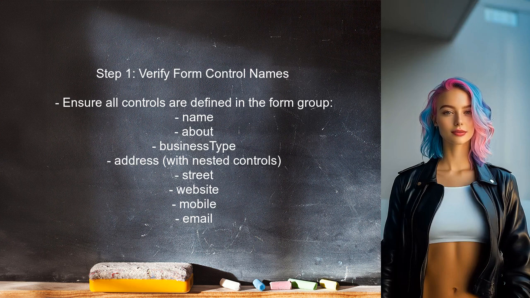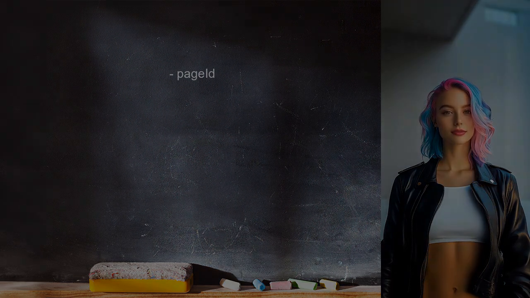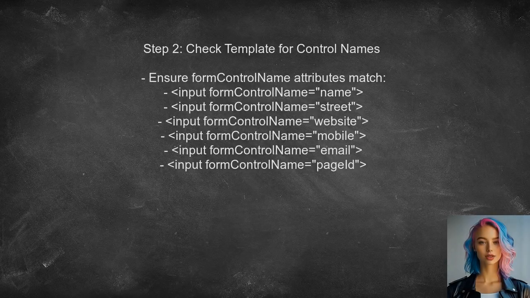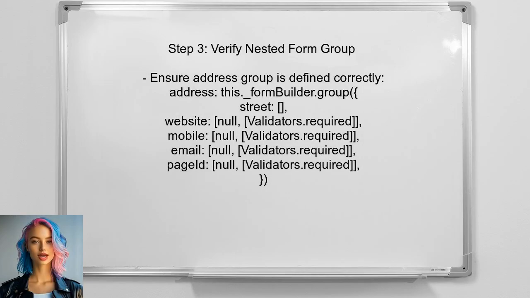To resolve the issue of not finding controls in the Angular Reactive Form, the user should first ensure that all form controls are correctly defined in the form group. This includes checking the names of the controls in the template. Next, the user should check the template to confirm that the form control name attributes match the names defined in the form group. Any discrepancies can lead to the error message. The user should also verify that the address group is correctly set up in the form group. This means ensuring that the controls for street, website, mobile, email, and page ID are nested properly under the address form group.